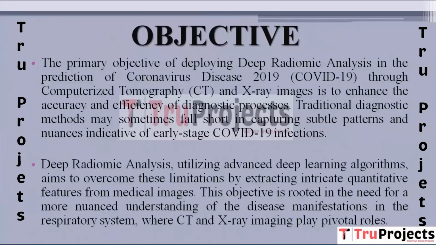Now coming to the objective part: the objective of this project is to improve the precision and effectiveness of diagnostic procedures. Conventional diagnostic approaches may occasionally miss subtle patterns and nuances that signal early-stage COVID-19 infections. Deep radiomic analysis, employing sophisticated deep learning algorithms, seeks to address these limitations by extracting detailed quantitative features from medical images. This aim is based on the necessity for a more nuanced comprehension of the disease manifestations in the respiratory system, where CT and X-ray imaging are crucial components.